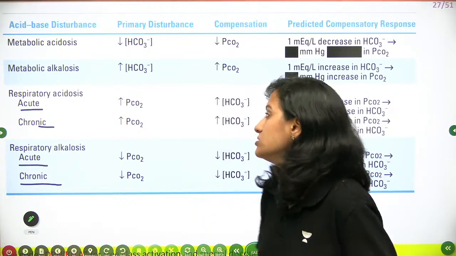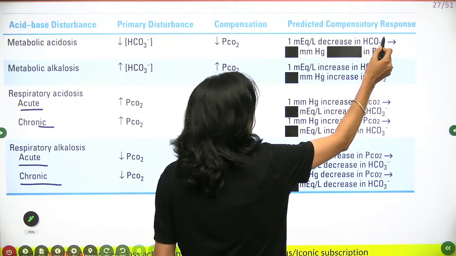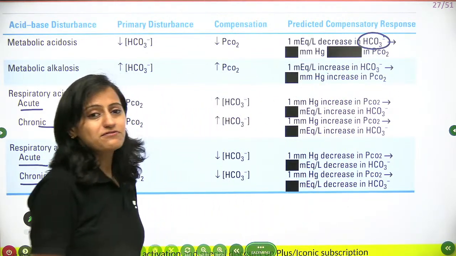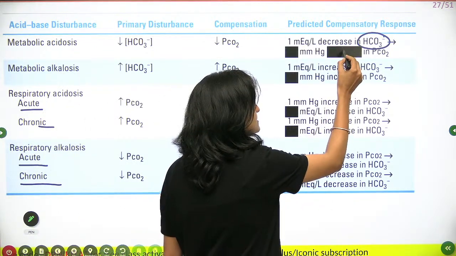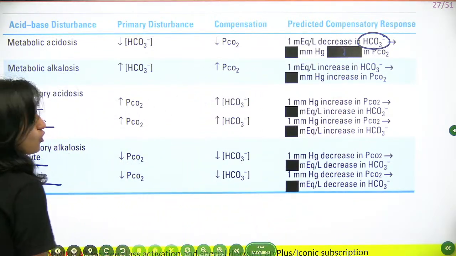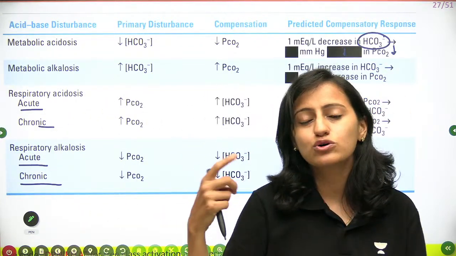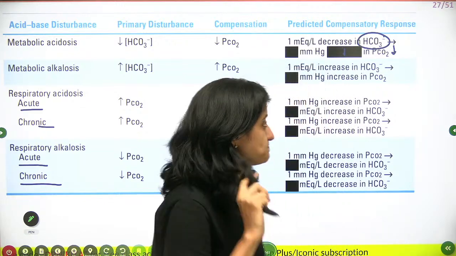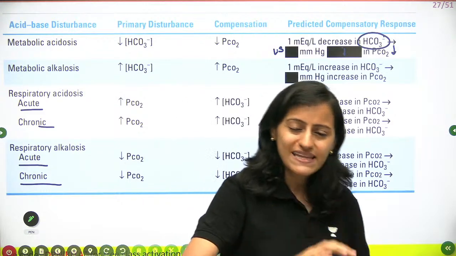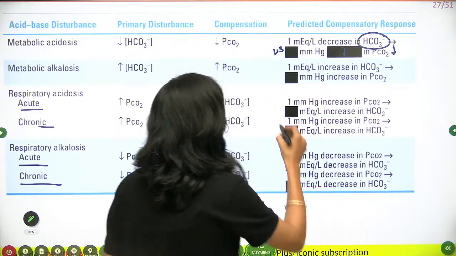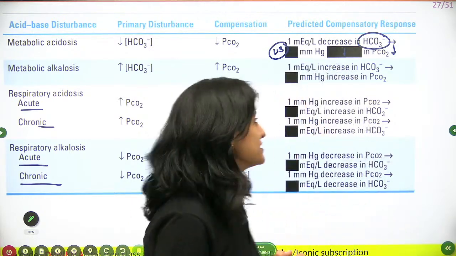Okay? So for your metabolic acidosis, where the bicarbonate decreases, for every 1 decrease in bicarbonate, what should happen to PCO2? Decrease or increase? The PCO2 also should decrease, right? They both go in the same direction. How much decrease? It's your 1.3. For 1, it is 1.3. For 10, it is 13, right? So you can remember that for 1 it is 1.3.